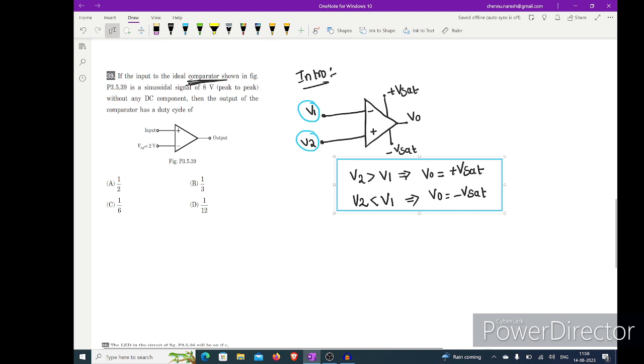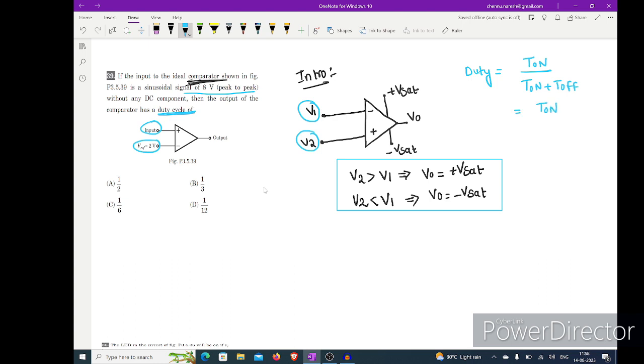So now we will move to this question. So here also they have given input to the positive terminal and some voltage given at this terminal. That input is a sinusoidal voltage of 8 volts peak to peak, without any DC. Then the output of the comparator, duty cycle. I want to tell you for 1 minute about this duty cycle. See, duty cycle is nothing but the on time of the waveform to the on time plus off time.